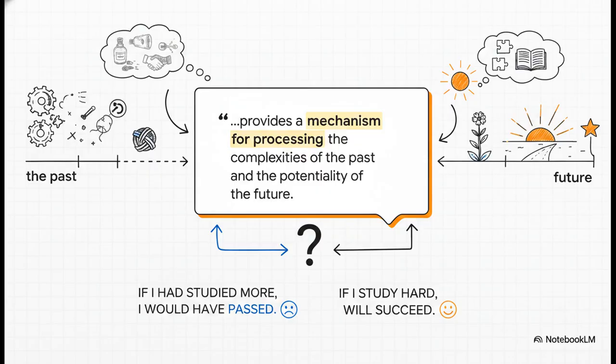So when you step back and look at it, conditionals are so much more than just a bunch of grammar rules. I love this quote. It says, they are a mechanism for processing the complexities of the past and the potentiality of the future. It's basically the language we use to make sense of our mistakes and dream up a better future.